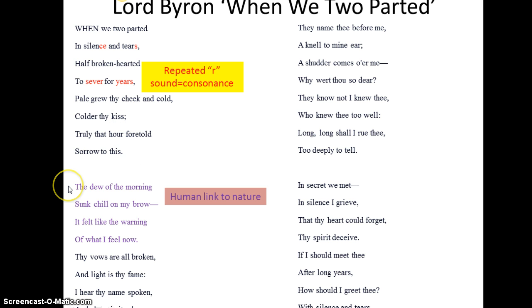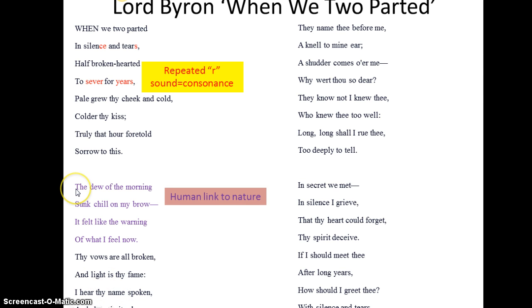So let's continue on. The dew of the morning sunk chill on my brow. It felt like the warning of what I feel now. Thy vows are all broken and light is thy fame. I hear thy name spoken and share in its shame.